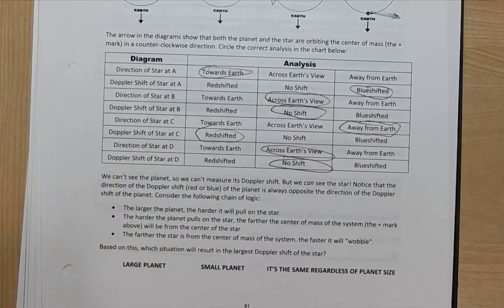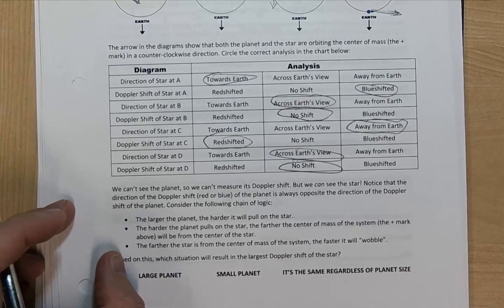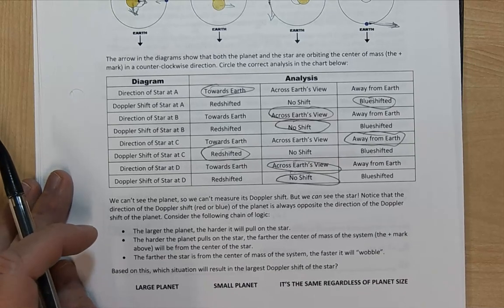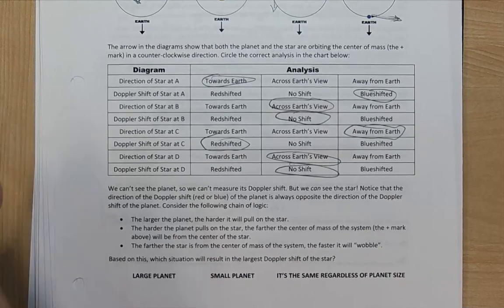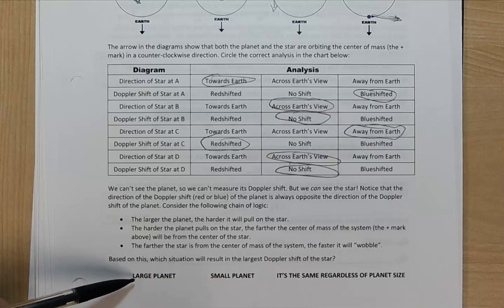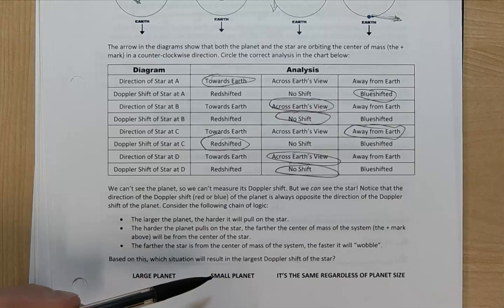Based on this, which situation will result in the largest Doppler shift? Well, remember what's causing the Doppler shift. It's the velocity. We're going to see the largest Doppler shift if the star is moving faster. Is the star going to move faster if it's dragged around by a high-mass planet or a low-mass planet?